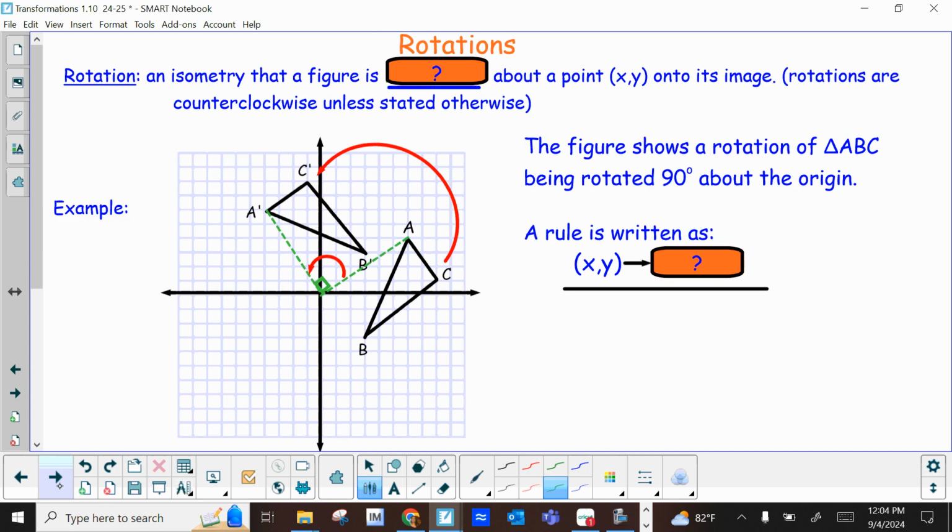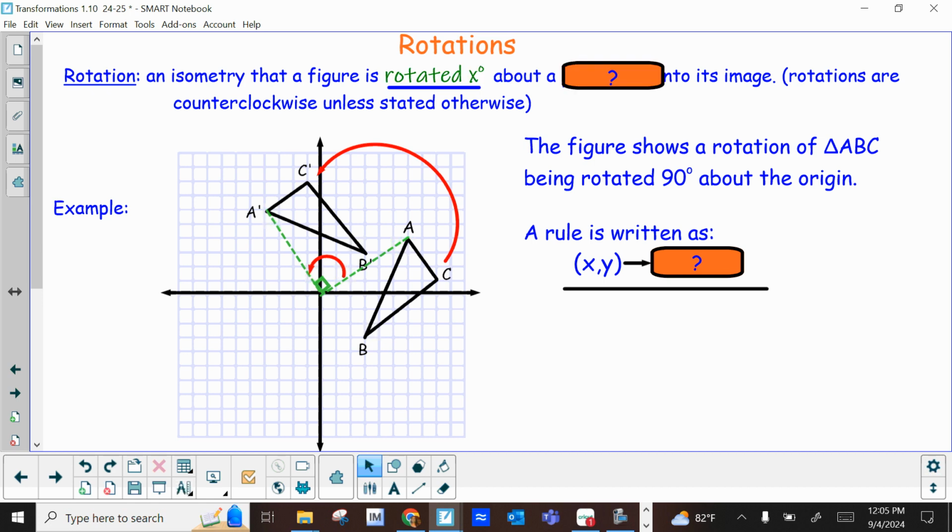Tough one is rotations, okay? This is an isometry again, because the figures stay the exact same size. And the figure is obviously being rotated a certain amount of degrees about a point onto its image. Rotations are going to be counterclockwise unless stated otherwise. So we're always going to go in the counterclockwise direction. So here, what this shows is a 90-degree rotation.